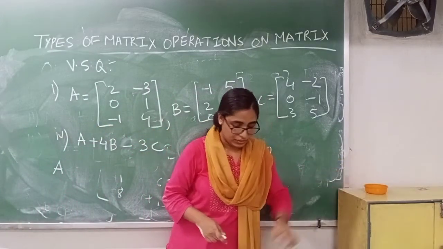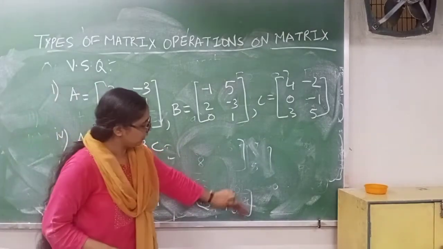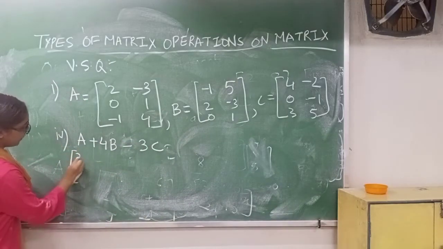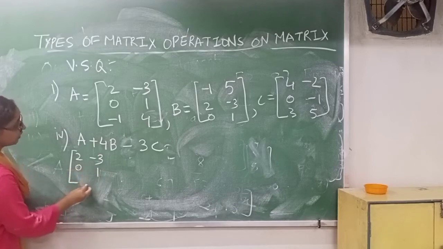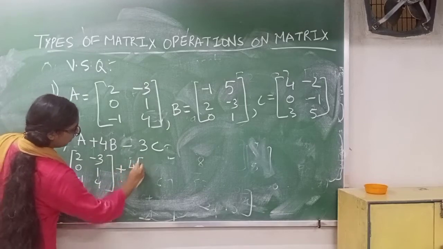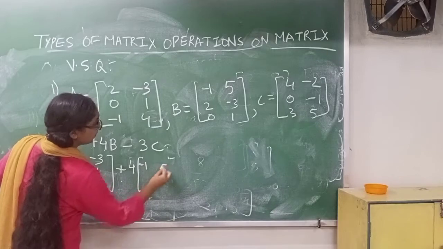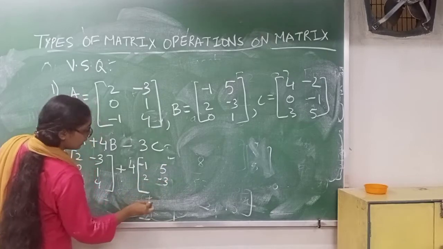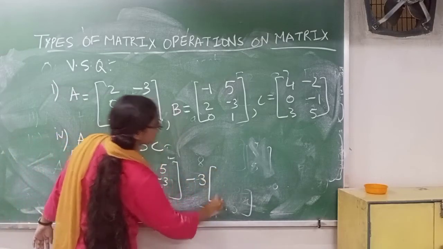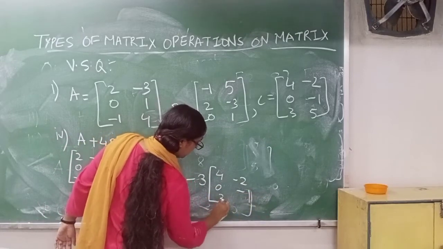How will you find it? First you will put the values of A, B and C. A value is 2, minus 3, 0, 1, minus 1, 4. Then plus sign. Then you will write 4 outside, B matrix is minus 1, 5, 2, minus 3, 0, 1. Then minus 3, and in place of C you will write that matrix 4, minus 2, 0, minus 1, 3, 5.